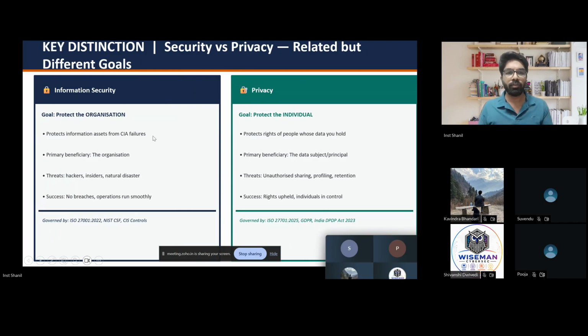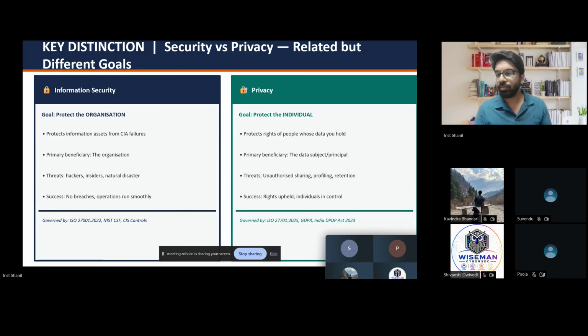As Kavindra was giving an example, if a DOS attack is performed, availability gets impacted. But if availability gets impacted, the entire CIA also gets impacted, and it is ultimately a failure. So we need to always ensure that all three, confidentiality, integrity, and availability, are equally protected. The primary beneficiary is the organization. What threats are there? Hackers, insiders, natural disasters.